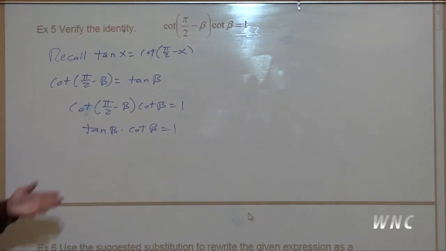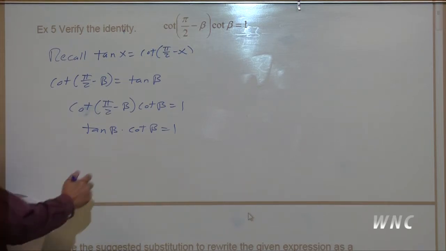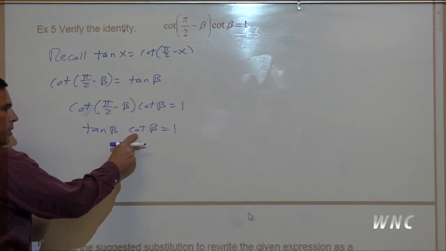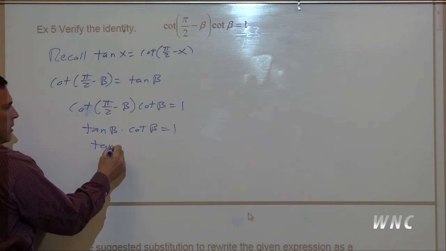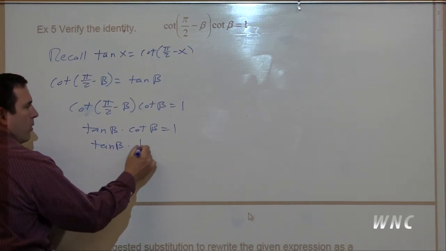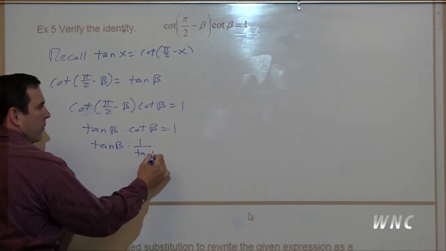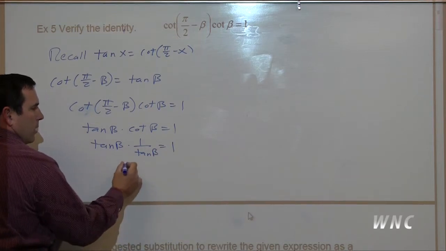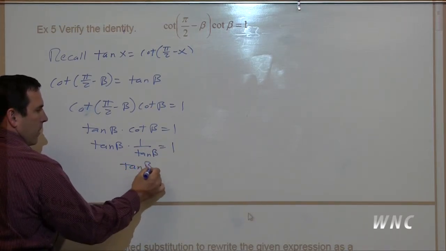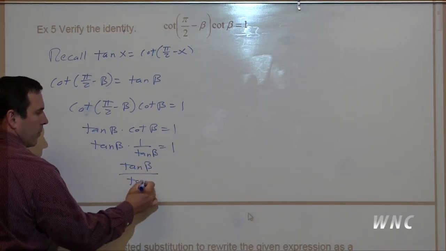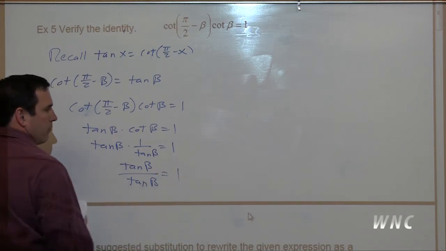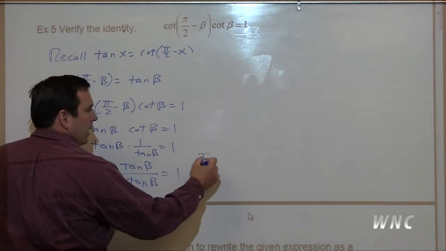Now if you weren't convinced of this relationship, we can go a couple of ways with this. I'm just going to go with the relationship that cotangent is 1 over tangent. Tangent beta times 1 over tangent beta is tangent beta over tangent beta, which is 1. Identity is valid.